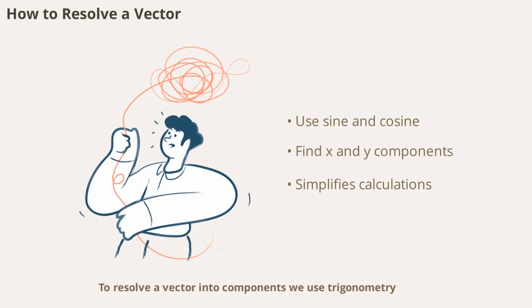To resolve a vector into components, we use trigonometry. Suppose a vector makes an angle theta with the horizontal axis. Its horizontal component is found by multiplying the vector's magnitude by cos theta, and the vertical component by sin theta. This method allows us to express any vector as the sum of its x and y components. By working with these components, we can analyze motion and forces in each direction independently, making problem-solving much easier.